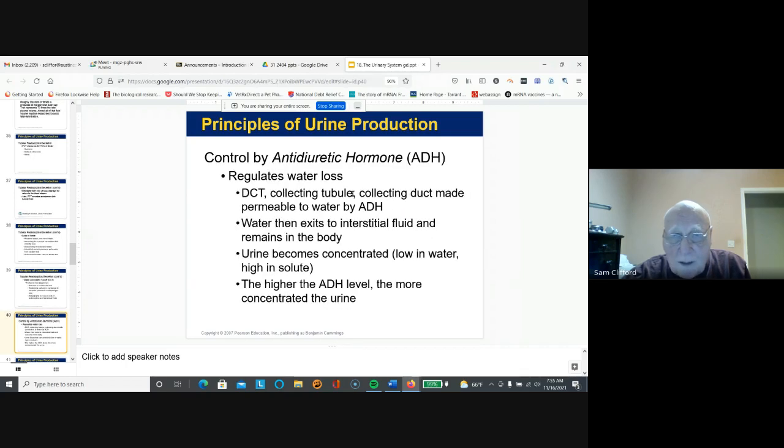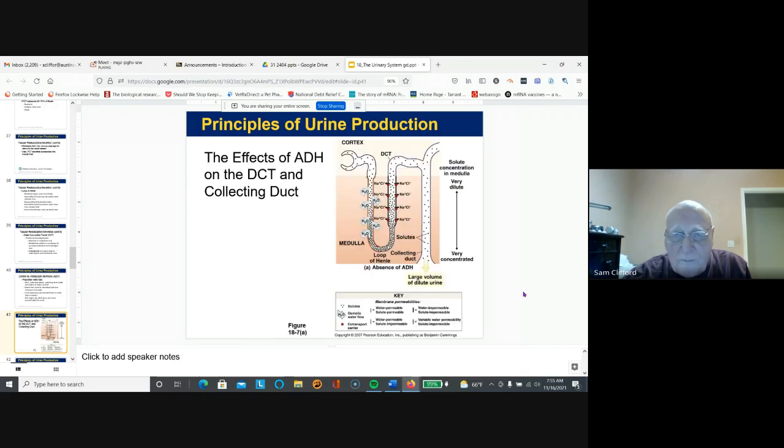So another hormone is called the antidiuretic hormone. It regulates water loss in the distal convoluted tubule. It's going to make the duct permeable to water, and so it's going to reduce the amount of water in the urine, so water exits to the interstitial fluid and then back to the blood. Urine is concentrated. The higher the antidiuretic hormone, the more concentrated the urine.